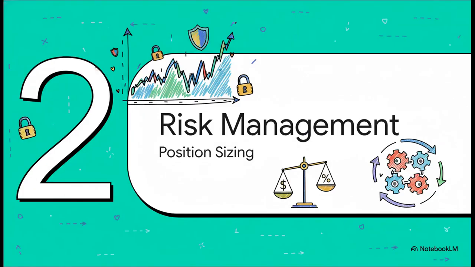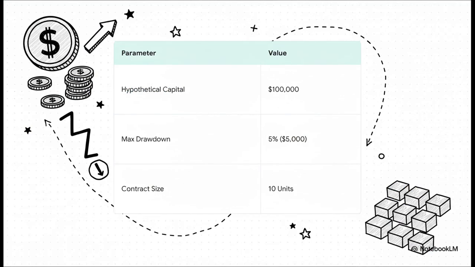All right, so now that we have our entry points, the next logical step is, of course, risk management. This section is going to break down the specific risk parameters that the model uses for this particular cycle. To really get a handle on the position sizing, we have to start with some hypothetical inputs. So let's just assume a starting capital of $100,000. For this scenario, the maximum allowed drawdown is set at 5%, which comes out to $5,000. And we'll say the contract size for this asset is 10 units.